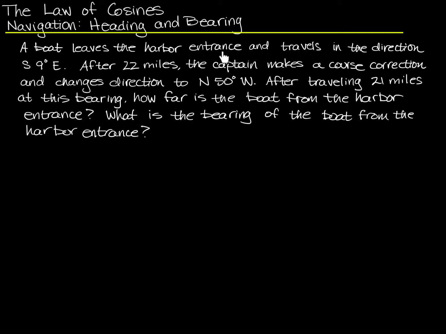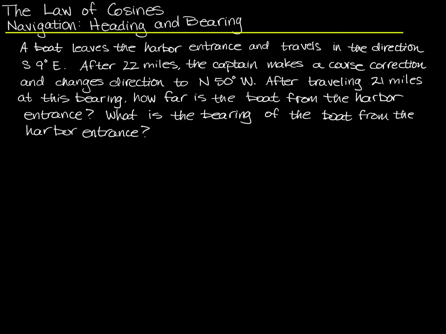A boat leaves the harbor entrance and travels in the direction south 9 degrees east. This is what we call a bearing. When you see the word bearing, what it means is the direction that the boat, in this case, is pointing. It's pointing south 9 degrees east as it travels. After 22 miles, the captain makes a course correction and changes direction to north 50 degrees west. After traveling 21 miles at this bearing, how far is the boat from the harbor entrance? And what is the bearing of the boat from the harbor entrance?